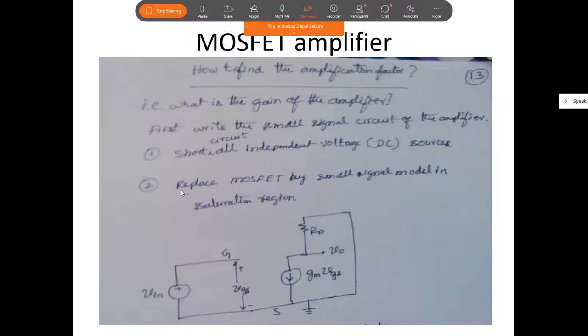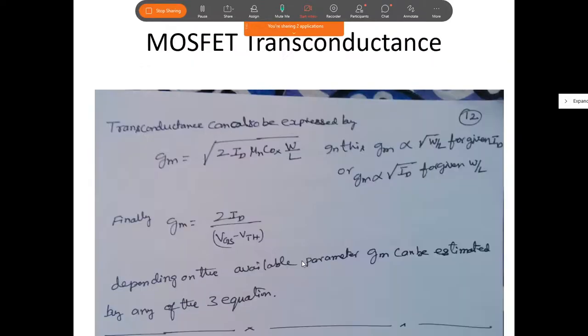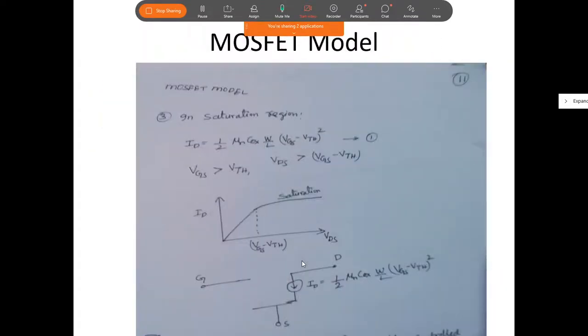Then what is the second condition? Replace the MOSFET by its small signal model in saturation region. You can see this is a MOSFET, there is an open circuit between gate and source, and now this is gm into vgs. It is not exactly this small signal model, this is not this model. Can you see what is the difference between this and that?